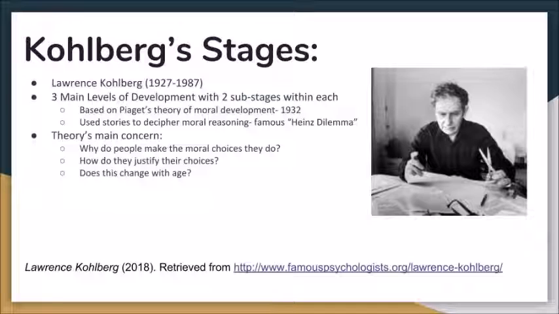For example, one story Kohlberg is well known for is the Heinz dilemma. This is a story with a man named Heinz, where Heinz's wife is dying of a deadly disease. There is a medicine that can cure her, but the man cannot afford it. He asks the pharmacist to lower the price or give it to him for free, but the pharmacist refuses, so Heinz steals the drug. The question then becomes, did Heinz do the right thing? With stories like this, Kohlberg was able to decipher people's moral reasoning and justification at different ages.